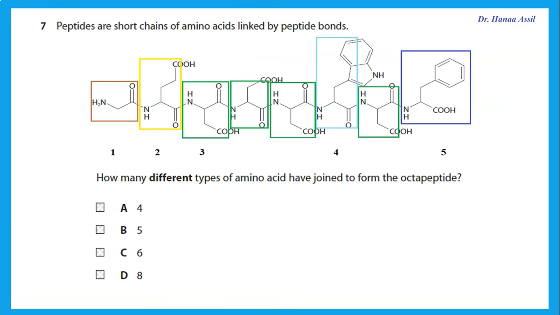The ones that are similar are counted all as 1. So actually, we have a total of 5 different amino acids. We have 4 of them are similar and the rest are different. So they are a total of 5 different amino acids.